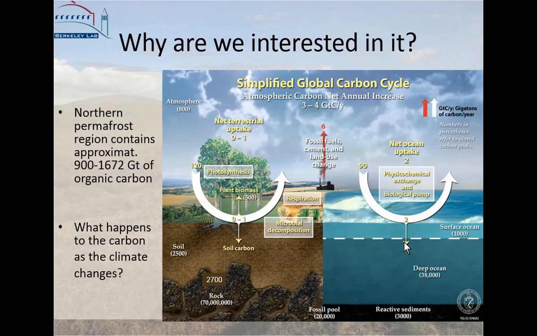So as I said, permafrost contains over half of the below ground carbon. So we are really interested in that. But what happens to the carbon as the climate changes? Is that carbon then released to the biosphere, or are the microbes keeping all the carbon in them and utilizing it for their metabolism?